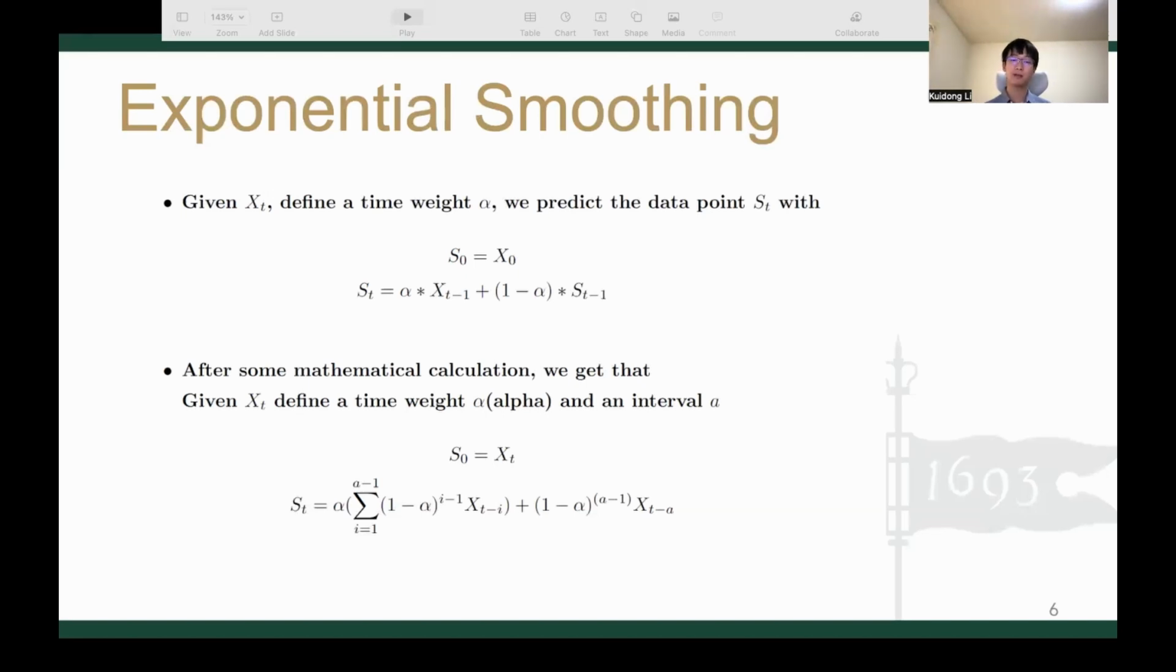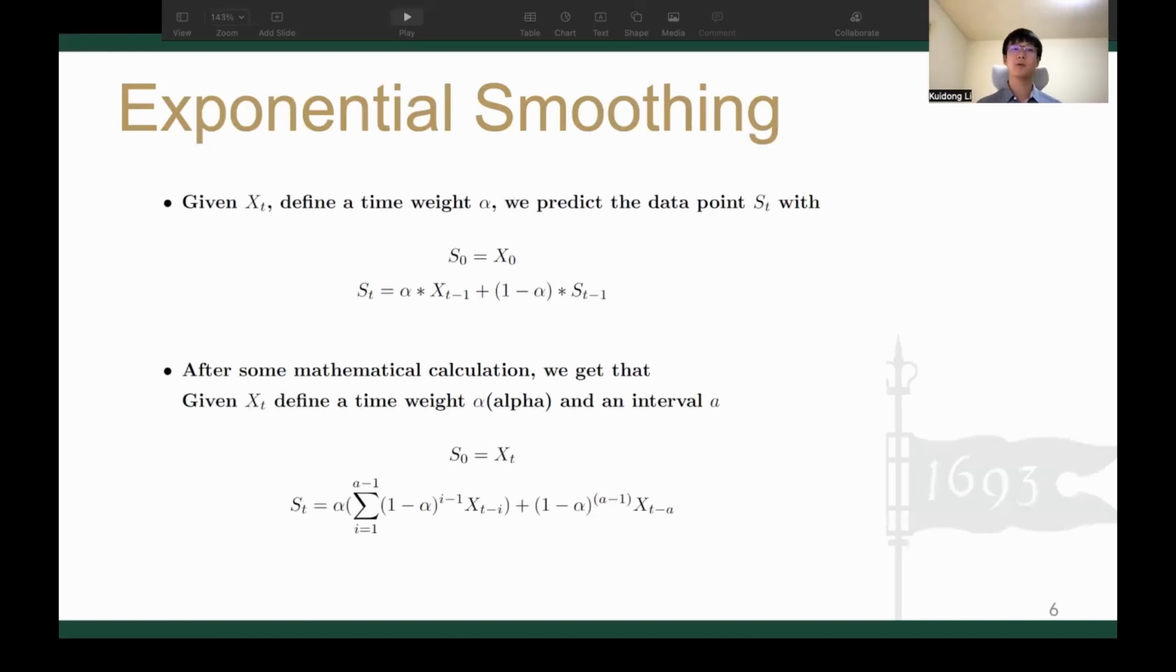We can see that it makes sense because we are giving the most recent data the highest weight. Think about how we generated S t minus 1, which is the prediction we made. We made this prediction by a recursive process, and in this recursive process, we're just giving smaller and smaller weight to the past data.